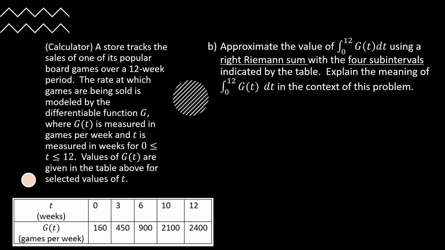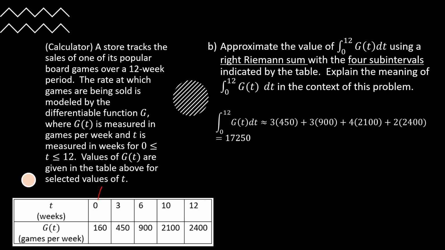All right, part B says approximate the value of the integral from 0 to 12 of g using a right Riemann sum with 4 subintervals. I'm simply pulling the data off the table using my right Riemann sum. I also noticed that my intervals are not even, so I have to do it separately. I can't just do one big equation. I need to do each one separately. So between 0 and 3, the change is 3, times my right Riemann sum value, which is this 400 down here.